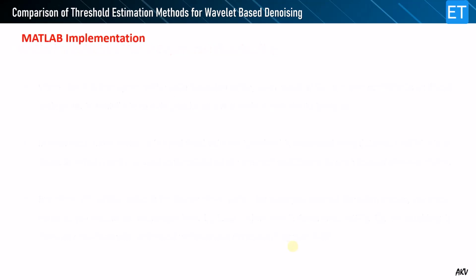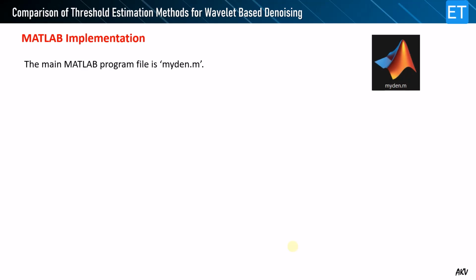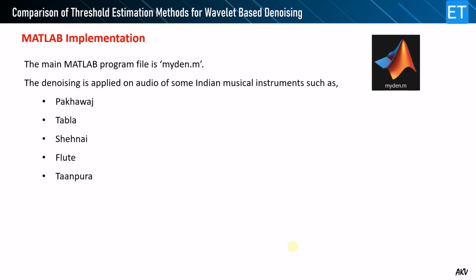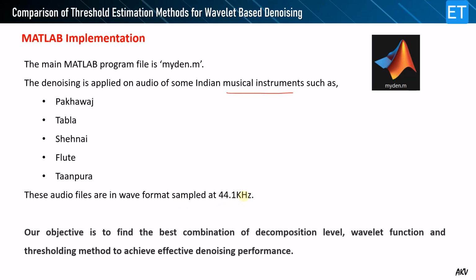So now come to the Matlab implementation. I have written one main Matlab program whose name is myden.m. Here I have taken the audio of some Indian musical instruments such as pakhawaj, tabla, shehnai, flute and tanpura. So I will apply the denoising on these noisy audio. These audio files are in WAV format and sampled at 44.1 kilohertz. Our objective is to find the best combination of the level of decomposition, wavelet function and thresholding method to achieve effective denoising performance.